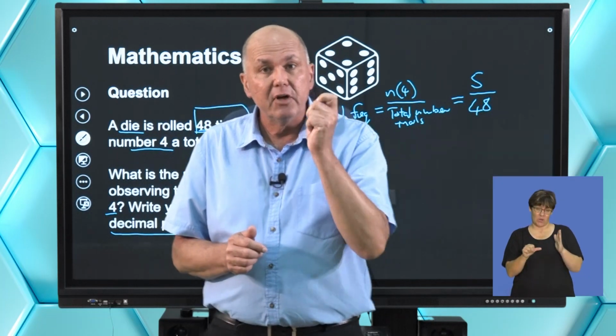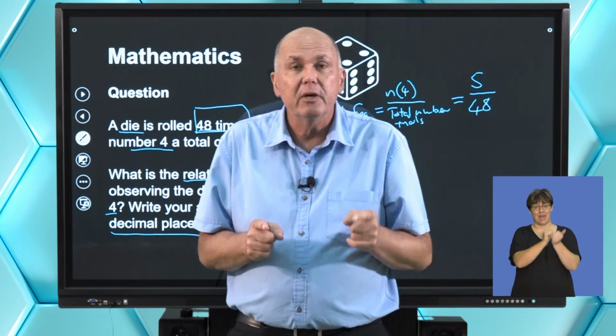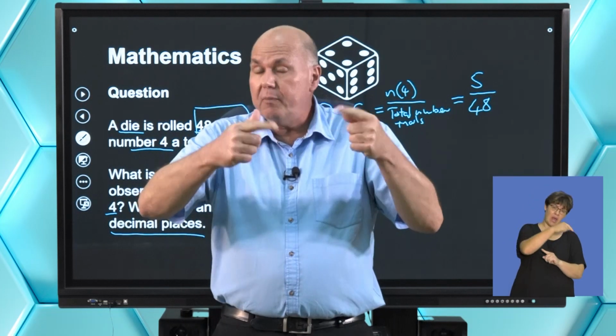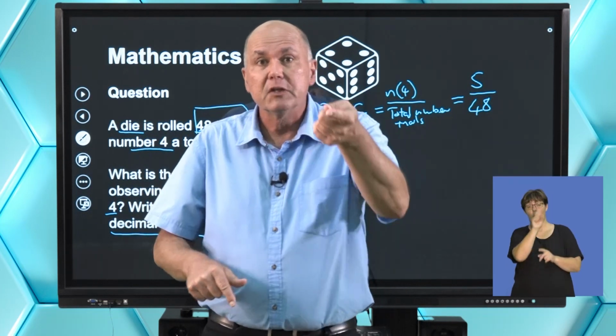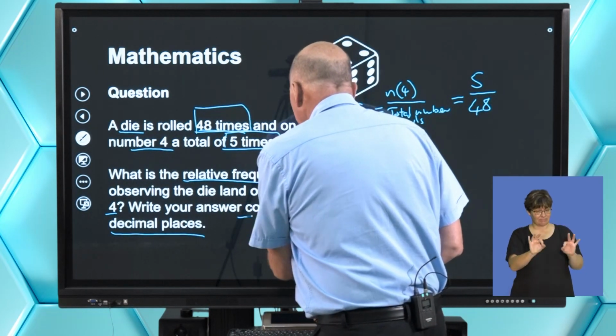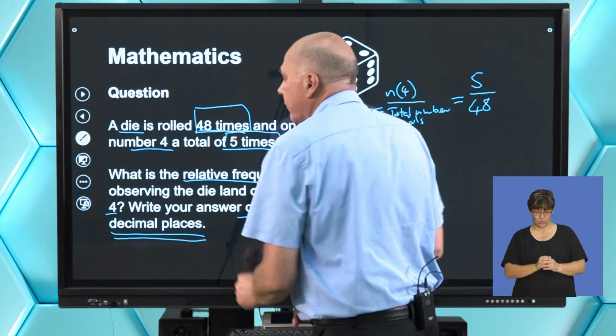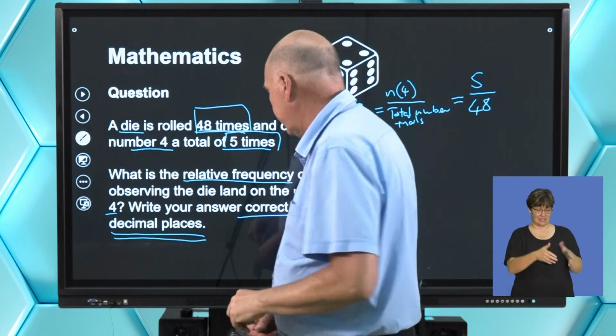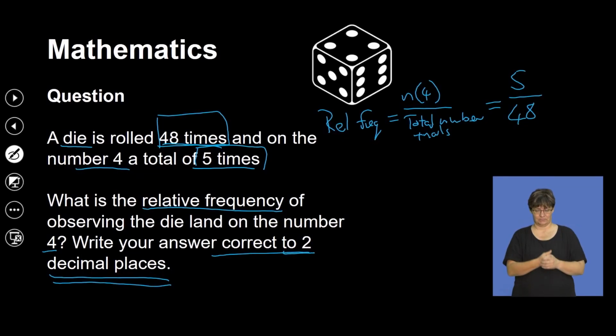And here's a very important thing. Whenever you're doing a maths problem, you've come to an answer and you think, yeah, I've got it. Just go back and read your question, because in the question, look what it says. Write your answer correct to 2 decimal places. So it means calculator time. I've got to get out the calculator and do that calculation.